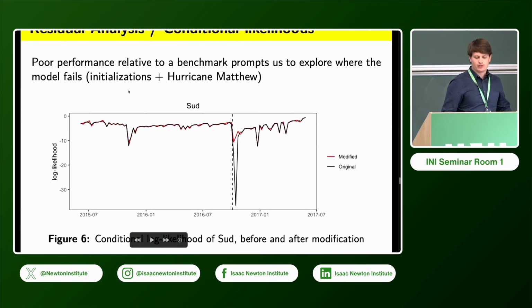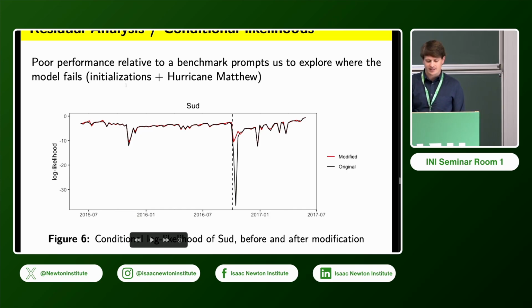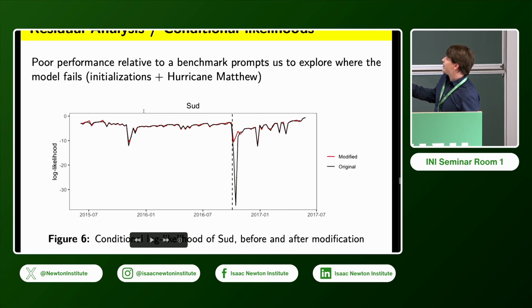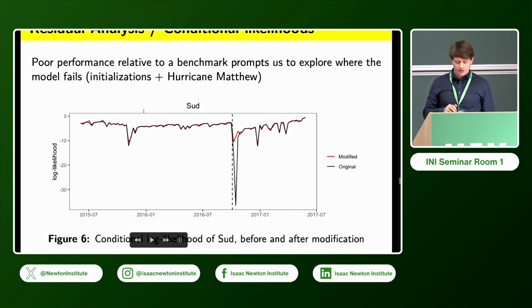Also, when you find that you have a poor performance relative to some benchmark, this encourages us to do a kind of a residual analysis to look at why we're performing worse than a benchmark, which can lead to some model modifications. So for instance, we found that the original model performed quite poorly around November or October of 2016. And if you investigate the data a little bit closer, you see that Hurricane Matthew struck Haiti that same week where our model performs really poorly on the data.